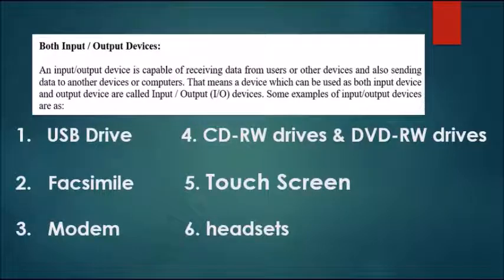These also receive data from a computer as input to copy onto and save into writable CD or DVD. We also use CDs or DVDs to transfer data to a computer. Fifth is touch screen. Touch screen is both input and output device. By touching the screen, input is provided, and being a screen, it is used as an output device also. Headsets. Headset consists of speaker as an output device and microphone functions as an input device.